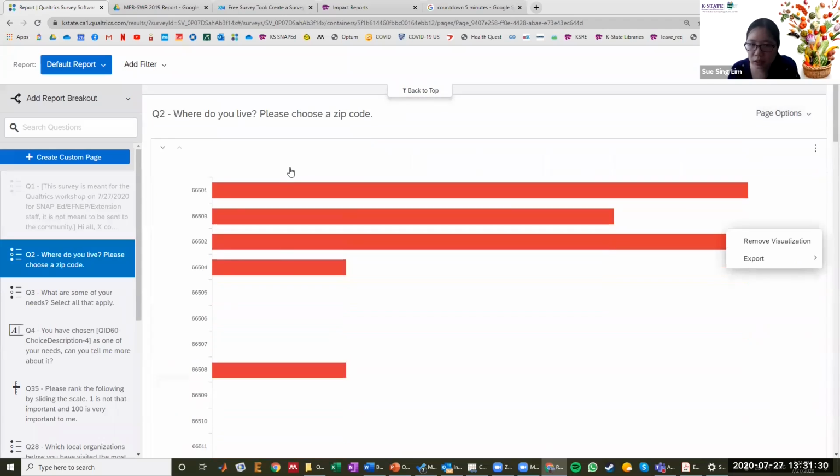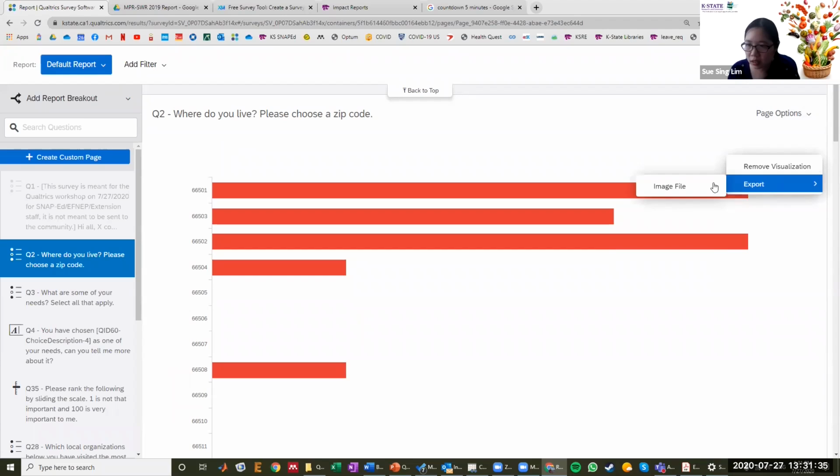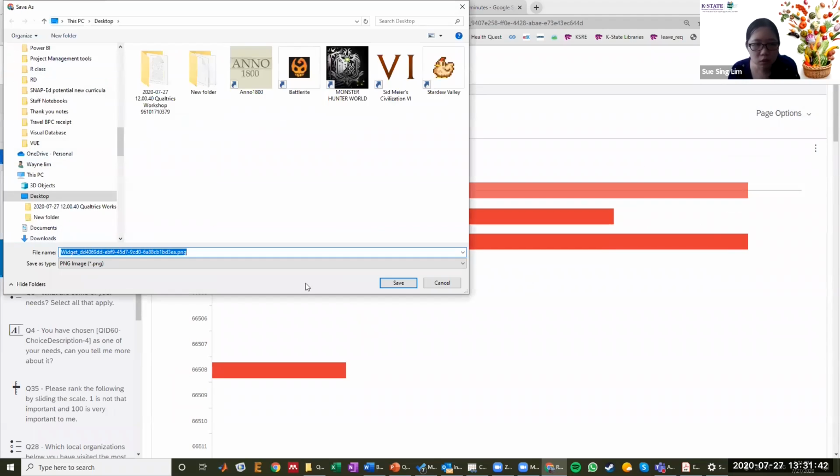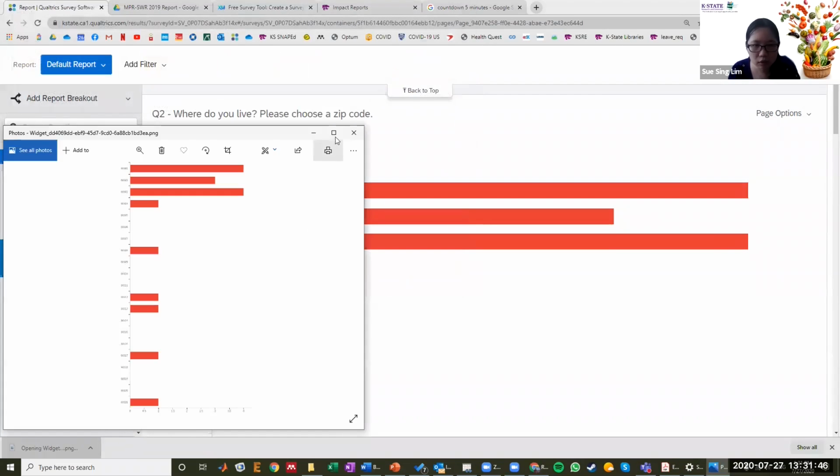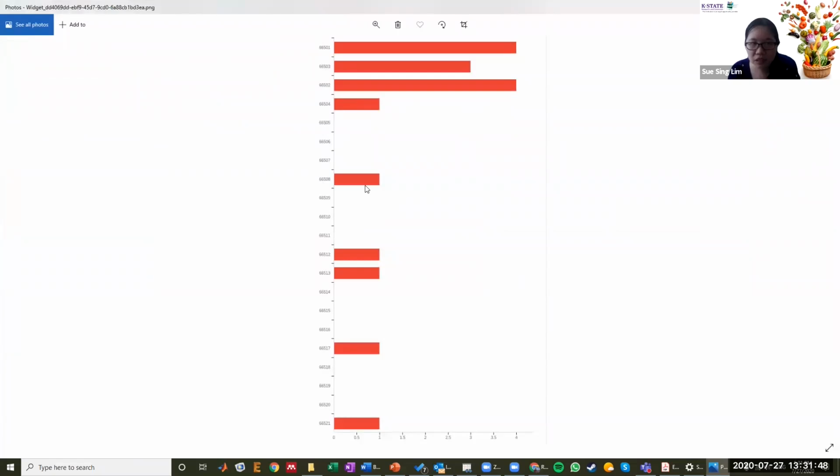If you need to present this data in your Word document or PDF file, you can actually export it as an image file, and it takes some time to think. Okay, so I have saved this chart. It's not the best looking chart, it's very small, but it gives you a chart where you can copy it to your Word, PDF, or email.